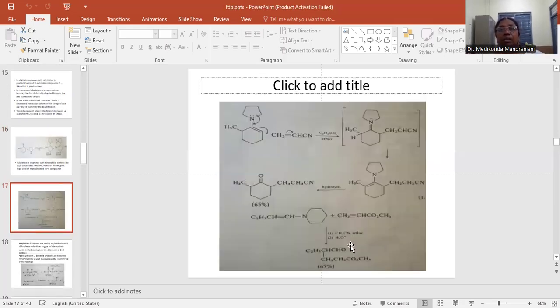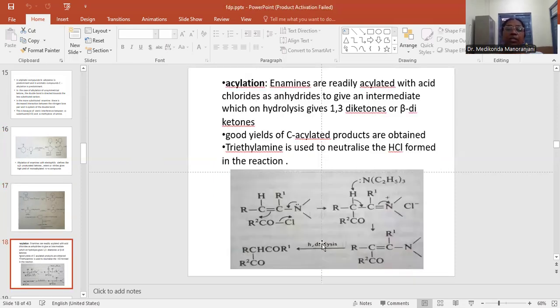Now, these are the examples, electrophilic compounds, and these are the products which are obtained, we can see in the slide. Now, that's all about alkylation. And the next thing is acylation.